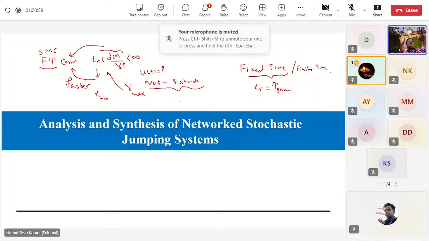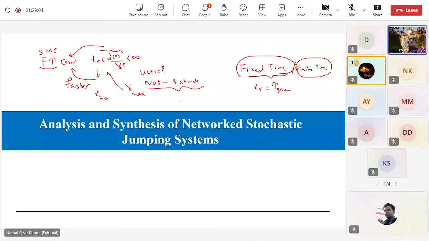Today I just talked about finite time, but fixed time requires a modification: you can modify your sliding mode control to satisfy the fixed time. I didn't discuss it today, but if you are interested, I can send you a few of our publications, since we have done some work in this area. Okay, any questions?